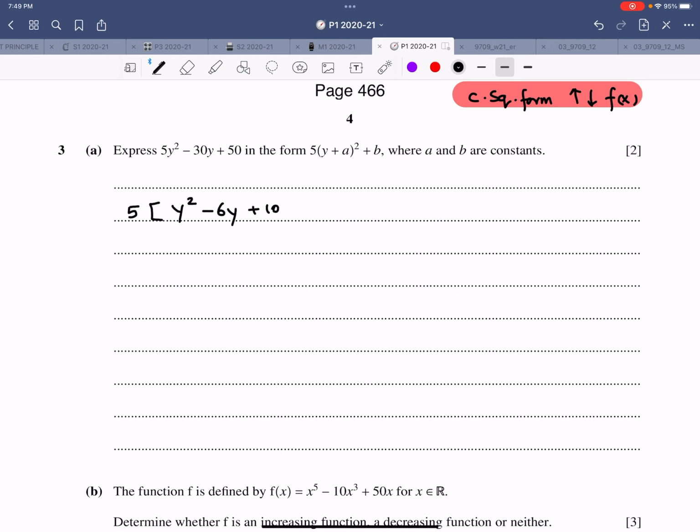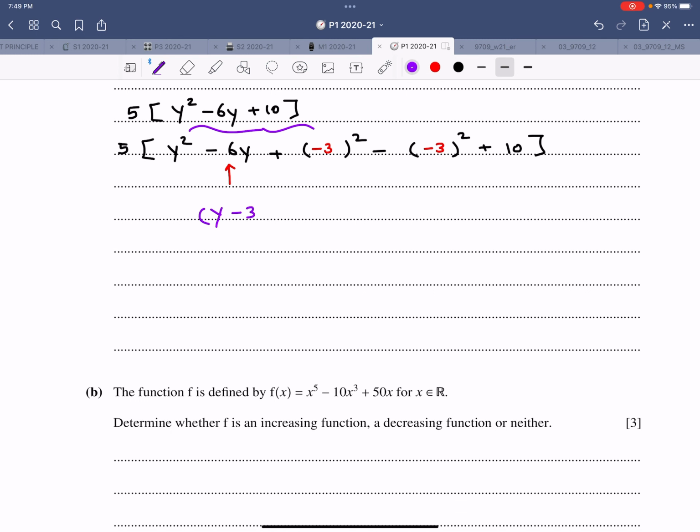Take 5 common as it is: y square minus 6y plus bracket square minus bracket square plus 10. What goes inside the bracket? Half the coefficient of x. So, coefficient of x is minus 6, therefore minus 3. Rewrite the first 3 terms as a perfect square. So, this becomes y minus 3, the whole thing square. 5 is still waiting on the outside. And then you have minus 9 plus 10. And then write one more step. Y minus 3 whole square minus 9 plus 10 is plus 1.